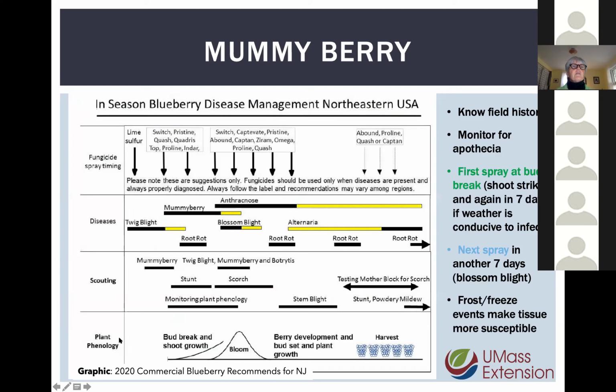On the bottom of the chart is a timeline that takes us through bud break and shoot growth and bloom and on through to berry development and harvest. So that's the timeline that refers to different events in the blueberry planting, so we can look at when we're scouting for various things and when the diseases are active. At the very top of the chart are some suggested spray applications that can be made at various times.